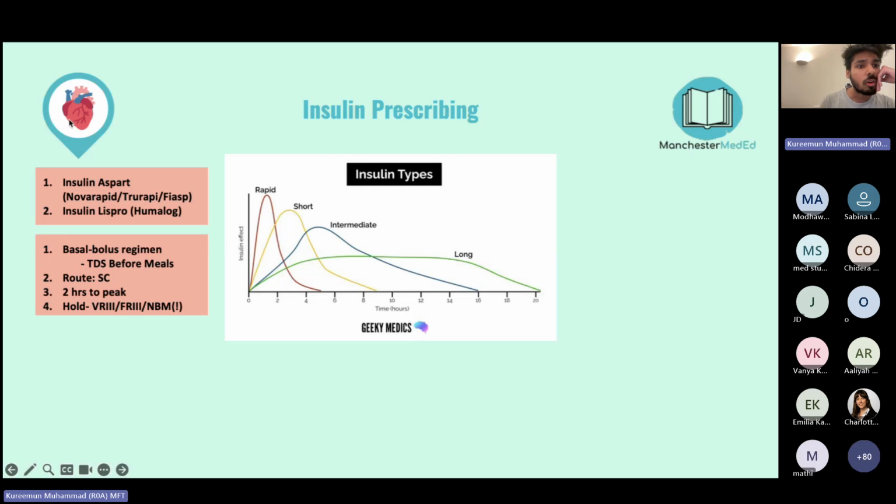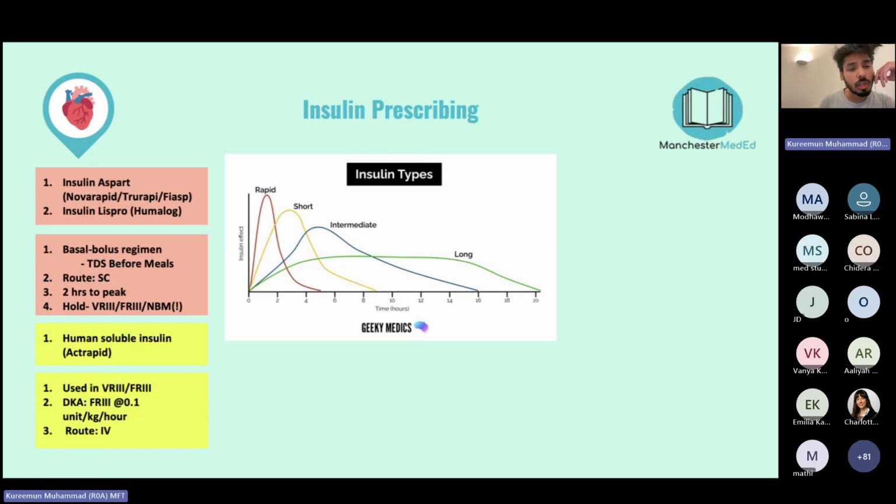And for the rapid acting insulin, you always need to hold it when a patient is on variable rate, fixed rate, or they are nil by mouth. When they're on variable rate insulin or fixed rate, you will be using a short-acting insulin that's running continuously, so you don't need to give further short-acting insulin with meals. That's why you hold it. And obviously if someone is nil by mouth, they're not eating, so you wouldn't be giving it because they're not taking their meals. The next insulin is the short-acting one.